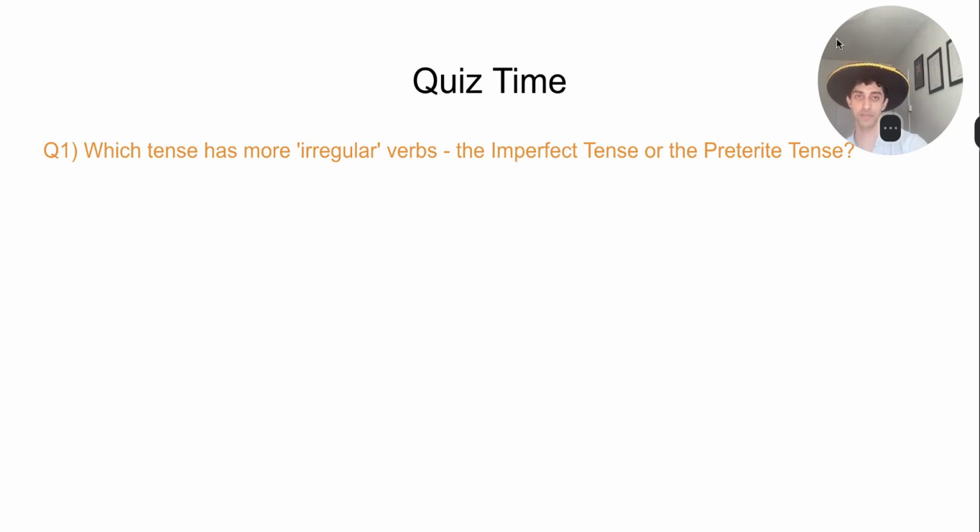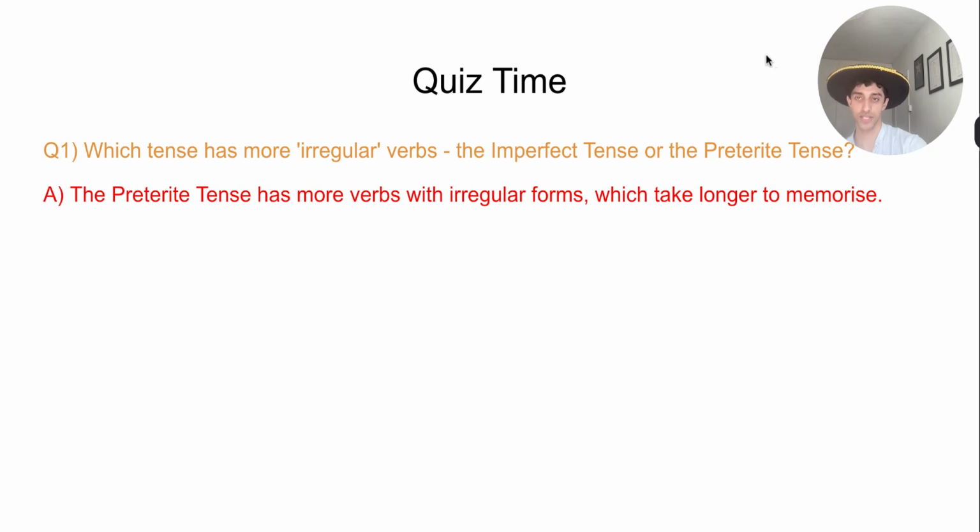Okay, and here is the answer. It's the preterite tense. The preterite tense has more verbs with irregular forms, as we saw in the last few slides, and those do, of course, typically take longer to memorize. So make sure you're aware of that and that you're likely to need more time to revise the preterite tense than the imperfect.